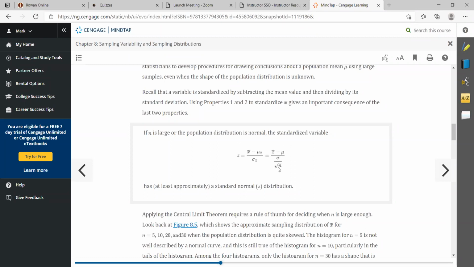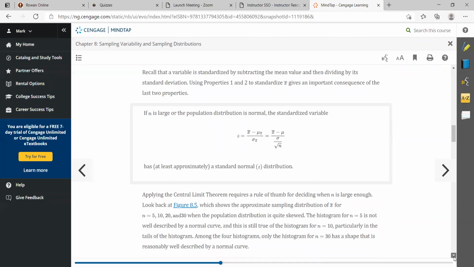This denominator, by the way, another name for it is the standard error. So the standard deviation of the sampling distribution is also called the standard error. You should know that.